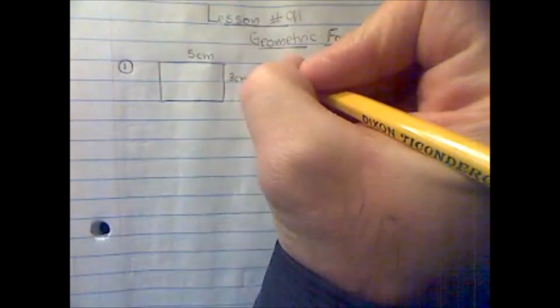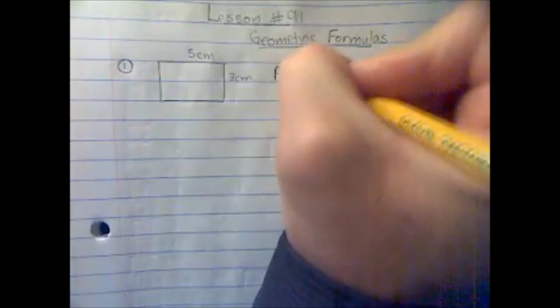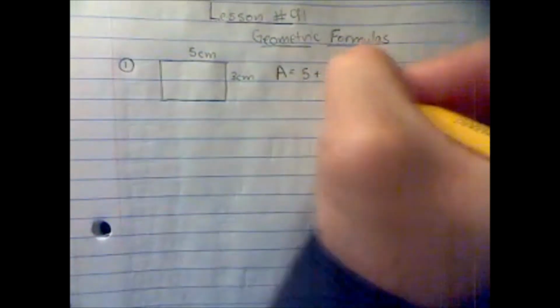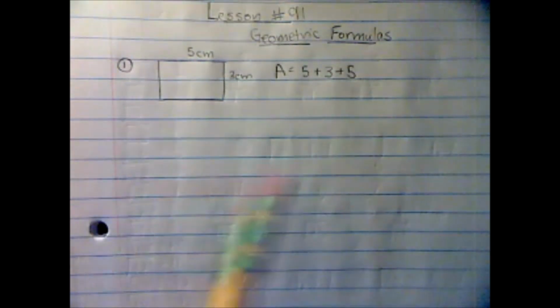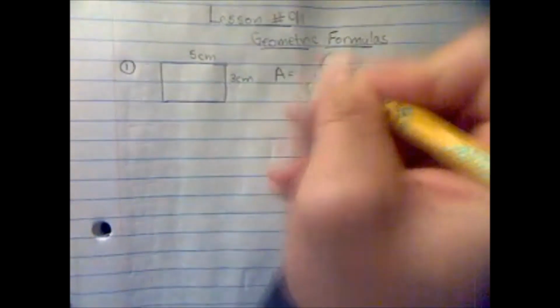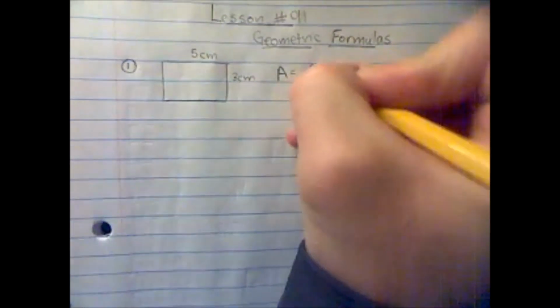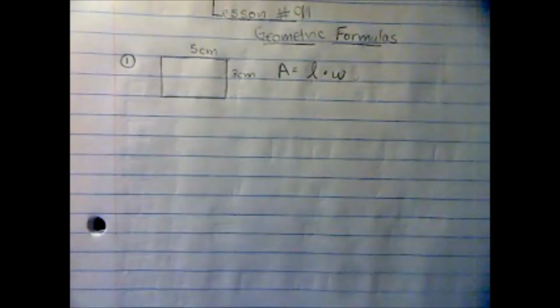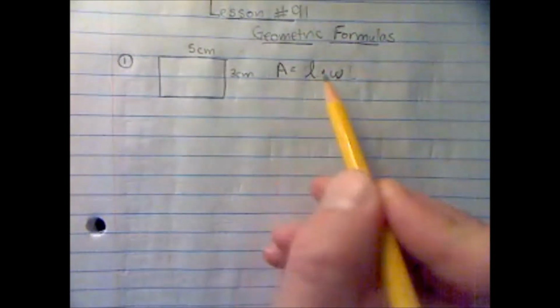All right, geometric formulas. Here is a rectangle. And if I were to find the area, I simply add all the sides. 5 plus 3 plus 5. Wait a second. No. Area isn't add all the sides. Area of a rectangle is length times width. So it's really important that you actually write the formula down. You need to understand the formula.